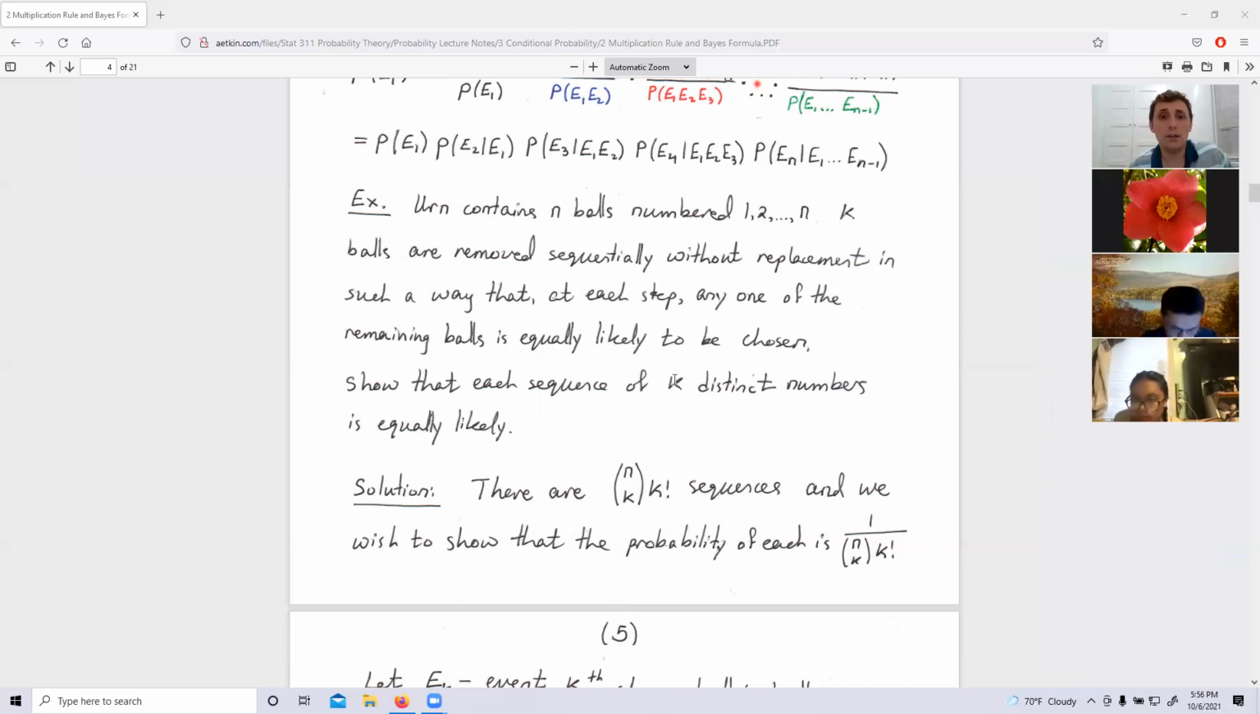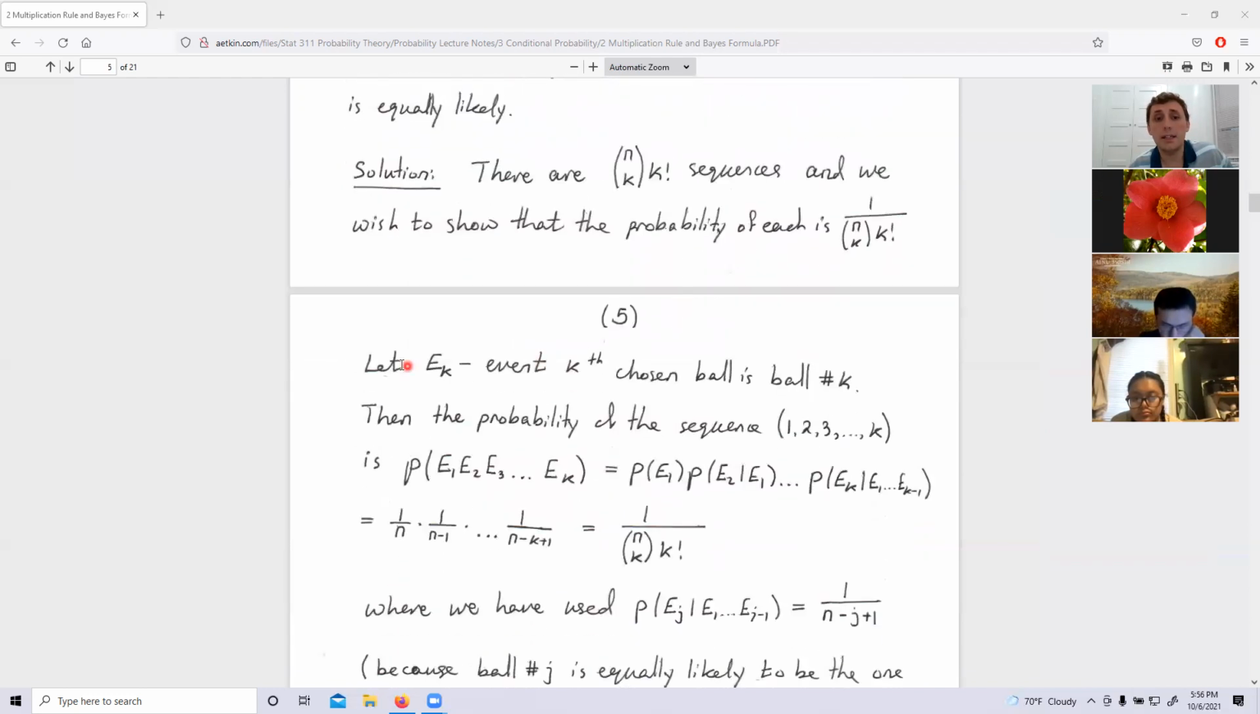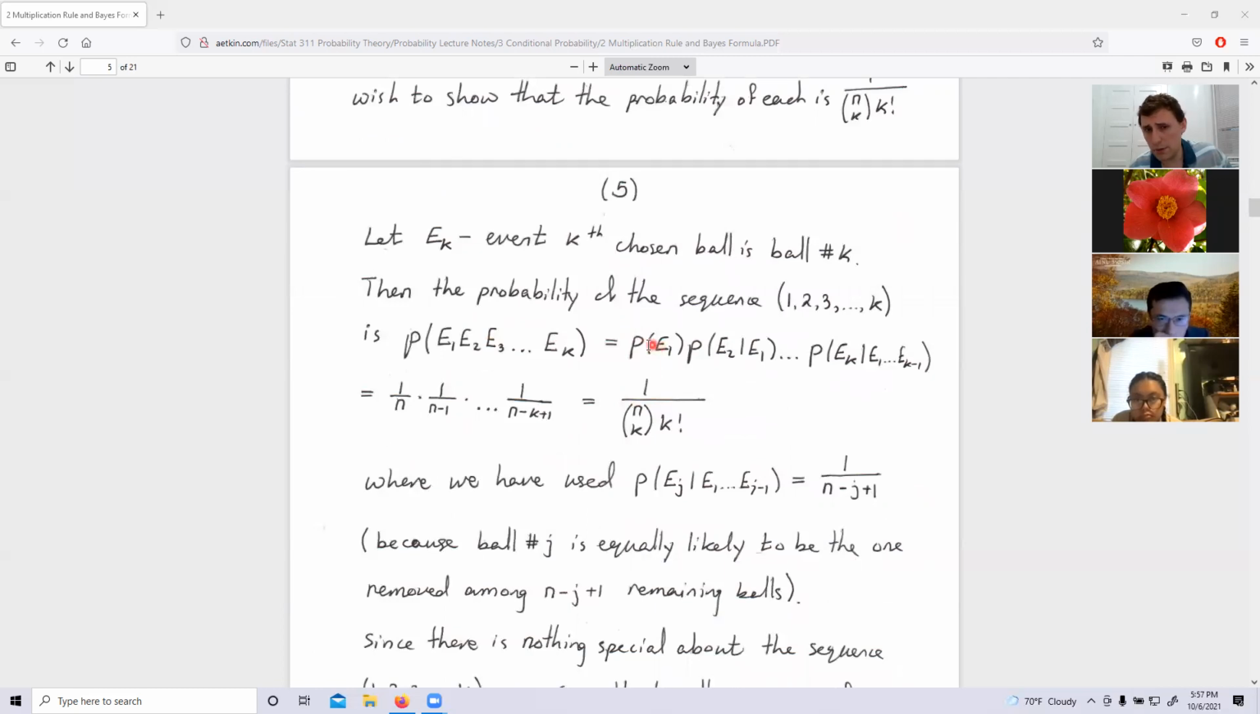So what's the likelihood of withdrawing balls 1 through k, or any other sequence of k balls? Well, let E_k be the event that the kth chosen ball is ball numbered k. Then we want the probability P(E1, E2, E3, all the way to Ek), and by conditional probability, this is P(E1) times P(E2 given E1) and onwards. The first one is any one of n.